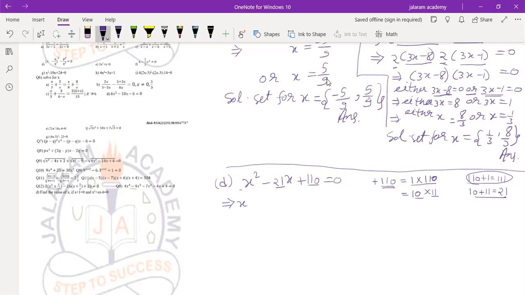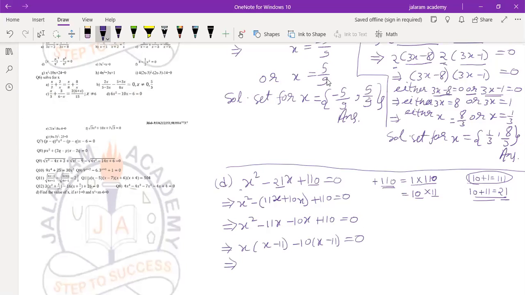Yes, sir. We then write x square minus, then always apply a bracket. If there is a minus, then to avoid any confusion, use a bracket. Then this 21 is converted to, we have already written, 11 plus 10. So we write x square minus (11x plus 10x) plus 110 equals to 0. It implies, now open this bracket, x square minus 11x minus 10x plus 110 equals to 0. It implies x into x minus 11 minus 10 into x minus 11 equals to 0.